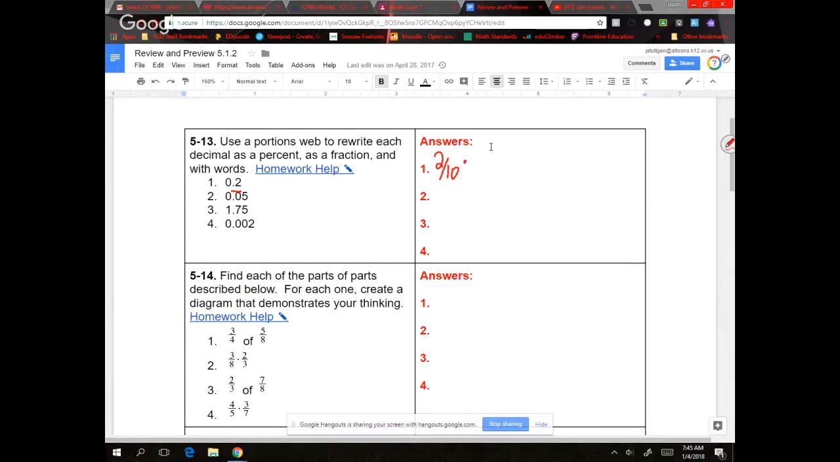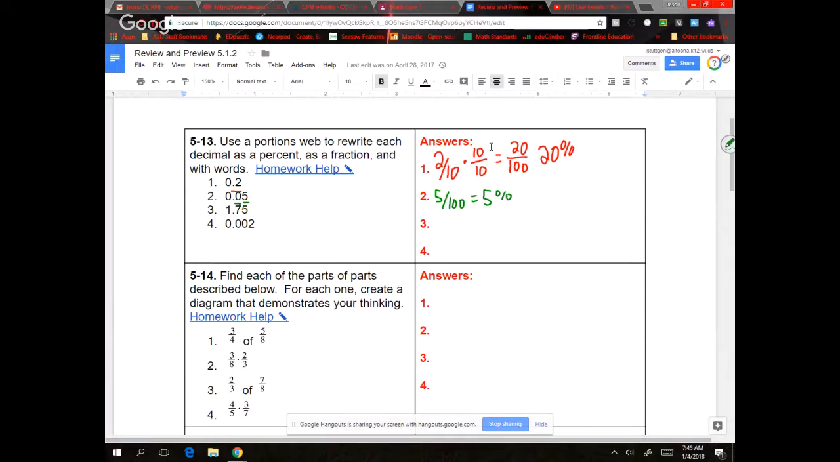So if I convert this to something out of 100, I need to multiply by the giant 1, in this case 10 over 10, because I want the denominator out of 100, because percents are always out of 100. I get 20, so I should know that that is 20%. Next one, 0.05. Again, in case you forgot, we have tenths, and the next place is hundredths, so that is 5 hundredths. So that's already out of 100, so we should know that is the same as 5%.